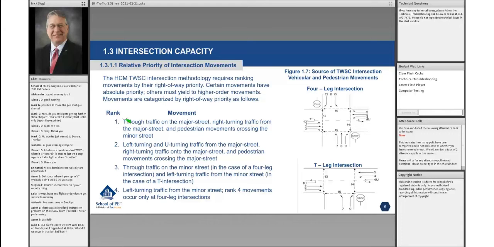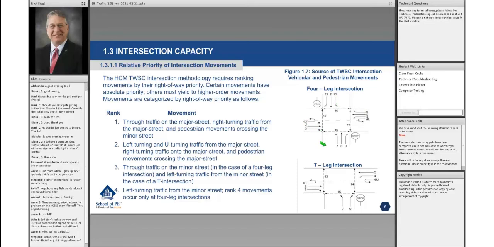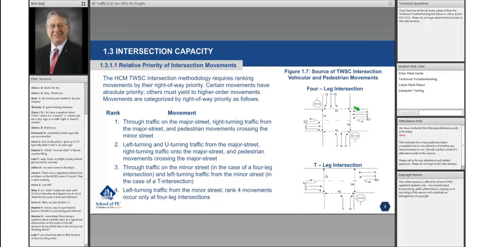And as you would expect, it has to do with who has the right-of-way, who has the right to move through the intersection. If you have a four-legged intersection where the minor road is stop-controlled, then obviously the major road, which is moving left-right, would have the highest priority or the highest rank. So through traffic on the major street, also right turns from the major street onto the minor street, and pedestrian movements on the major street would have the highest priority, the highest rank.